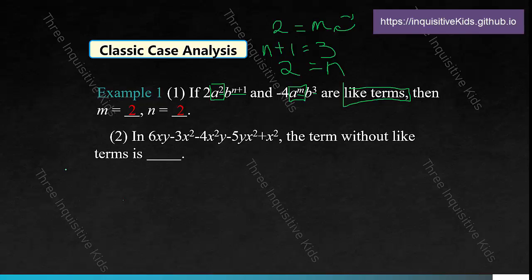But remember, do not fill in that blank yet. We always have to go back and look at all the other terms to make sure that we're sure of this answer. Well, negative 3x squared could pair up with positive x squared, and negative 4x squared y and negative 5yx squared. Remember, you just have to switch those around with the commutative law of multiplication. So the only one left is 6xy.